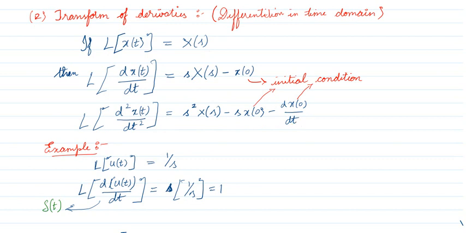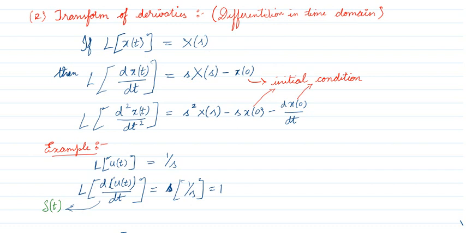Suppose the initial condition is 0. Initial condition is 0 means what happens? This entire term becomes 0. So dx of t by dt is equal to s into X of s, and d square by dt square of x of t, 2 time differentiation, is equal to s square into X of s. When the initial condition is given, you cannot ignore these terms. If the initial condition is 0, you can ignore this term, I can remove it.